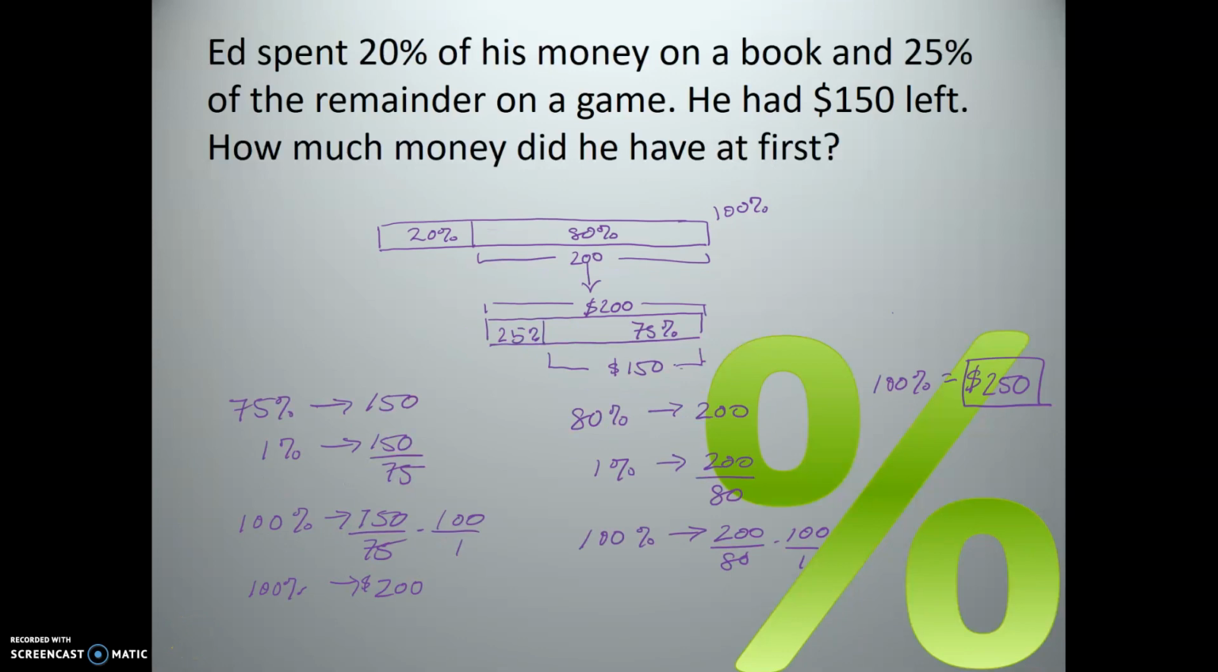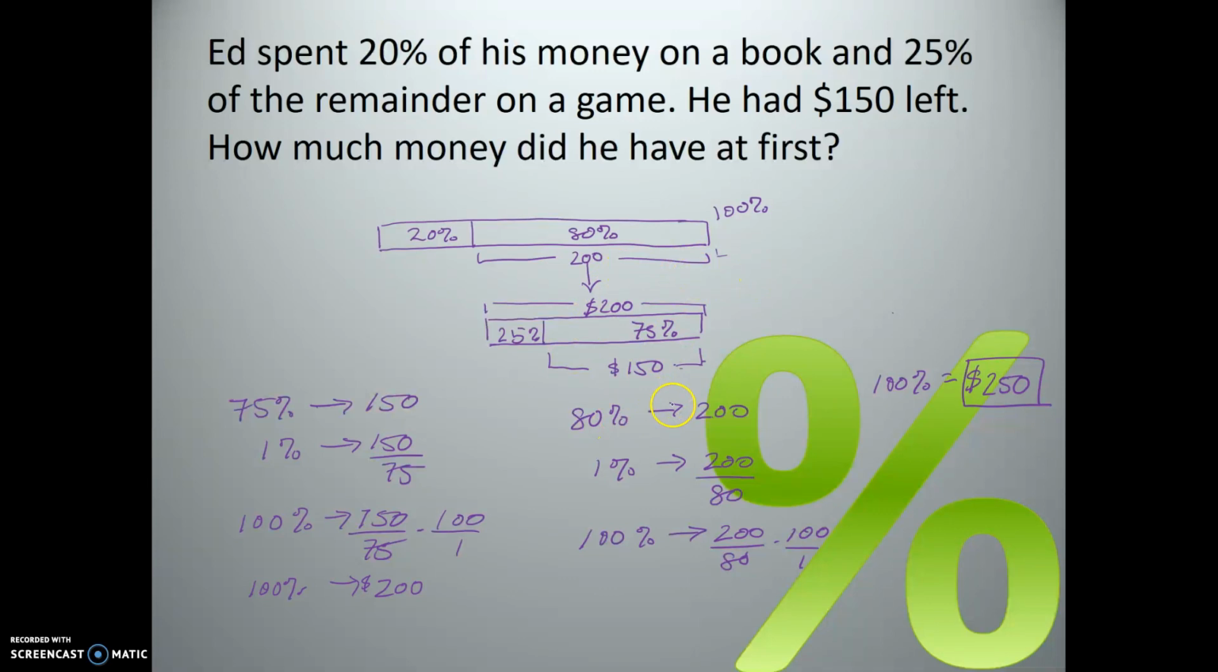All right, you guys, I went ahead and finished off this problem for you because my pen was freaking out so bad that I couldn't get it to work. But I think we stopped at having figured out that the remainder equaled $200. So you can see that on my bar graph up here.